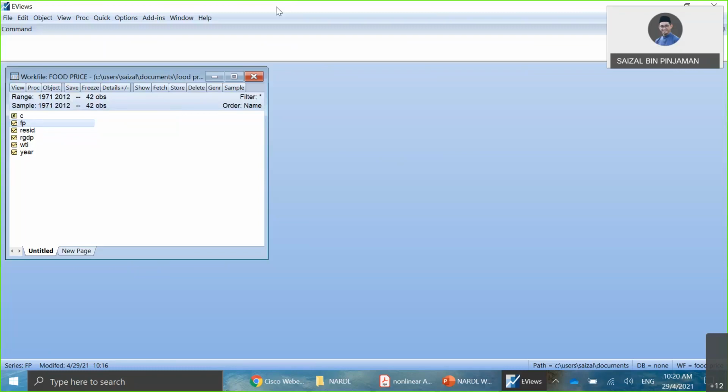Yeah, if I'm not mistaken, I saw some question there. Can you use Stata to do the ARDL model? Yes, we can use Stata as well to run the ARDL model, but in this case, we are going to use EViews.